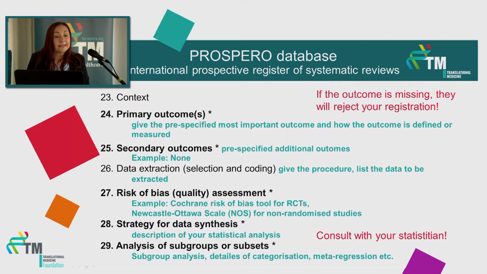Okay, and then you should give the outcomes. Here you should give a primary outcome or more primary outcomes and secondary outcomes. So what is a primary outcome? Give the pre-specified most important outcome and how the outcome is defined or measured. And for secondary outcomes, if you have any pre-specified additional outcomes.